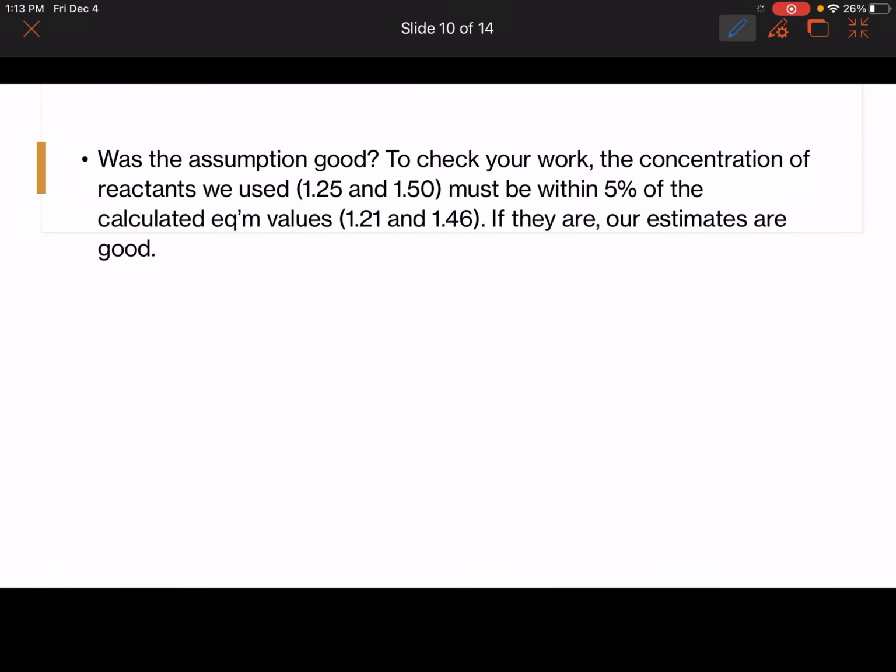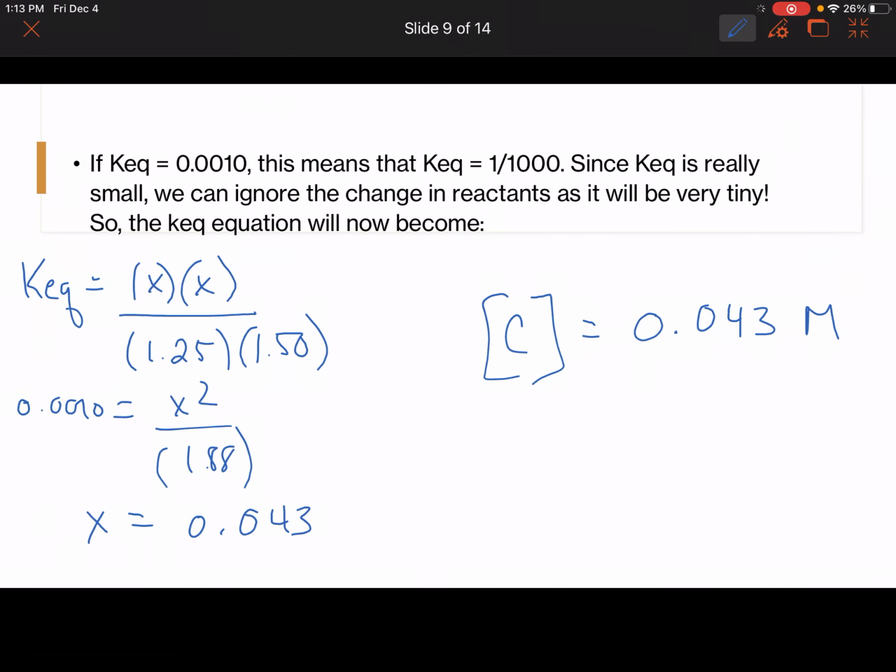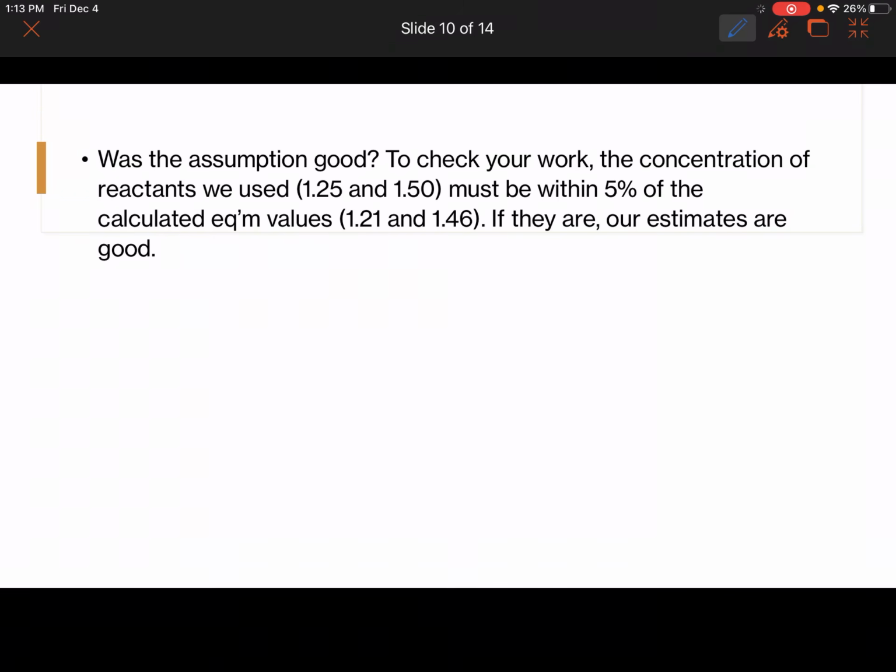Now, you have to check your work though. Was your assumption good? So that was a pretty significant assumption we made there. To check your work, the concentration of the reactants we used, so 1.25 and 1.50, must be within 5% of the calculated equilibrium values, so 1.21 and 1.46. So if they are, our estimate is good. And they are. So if we look, we've got 1.25 multiplied by 0.05, so that's our 5%.